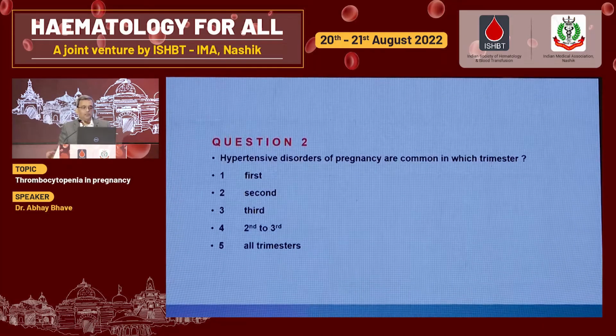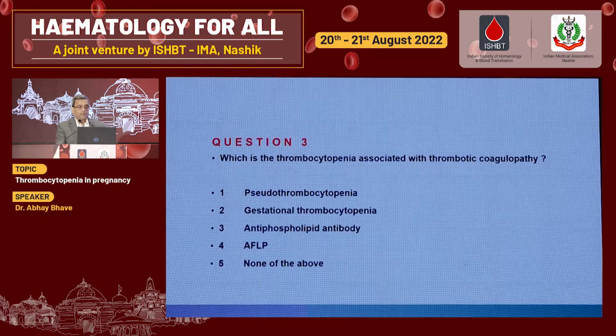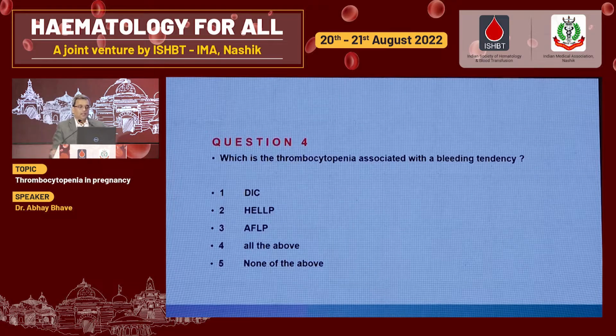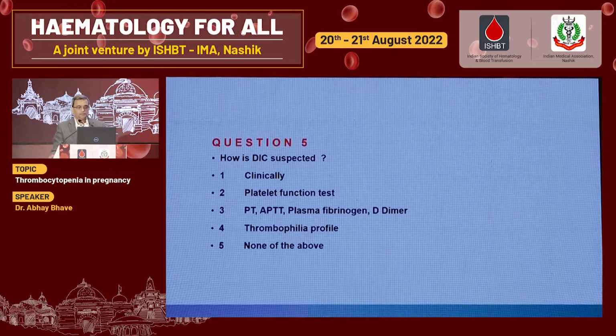I'll go to question 2. Hypertensive disorders of pregnancy are common in which trimester? Third, second and third. Third trimester. Which is the thrombocytopenia associated with thrombotic coagulopathy? Which is the thrombocytopenia associated with the bleeding tendency? See how platelets behave? They can be a quantitative problem, a qualitative problem. Dr. Shahnaz has told us so beautifully. How is DIC suspected?